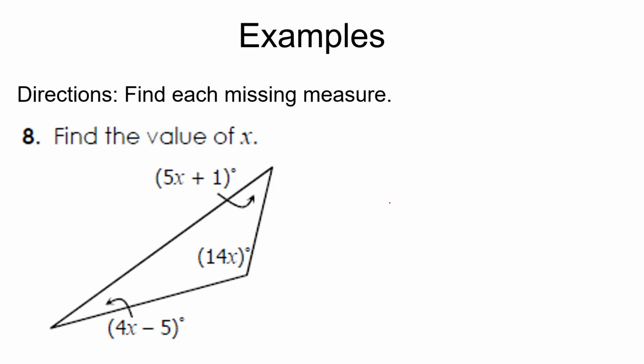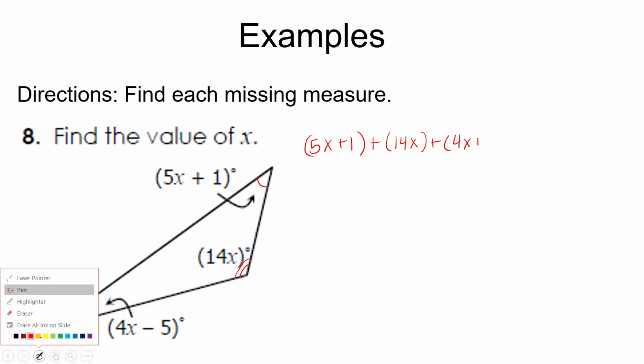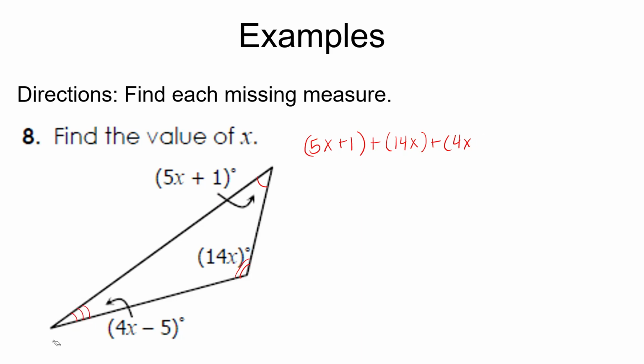All right, let's try this one. This one's a little bit more complicated because we have a lot of different x's, but we're going to do the same thing. I know that these three angles, when I add them together, I'm going to get a sum of 180 degrees. So let's go ahead. My goal is to find the value of x. So let's go ahead and add. So 5x plus 1 plus my second angle, 14x, plus my third angle, 4x minus 5, is going to be equal to 180 degrees.